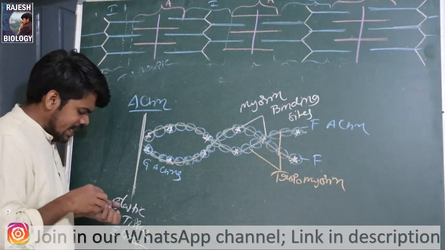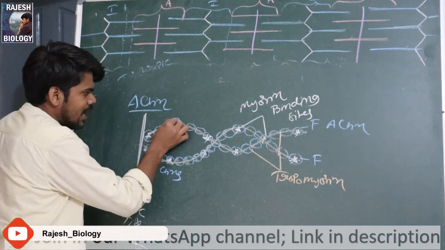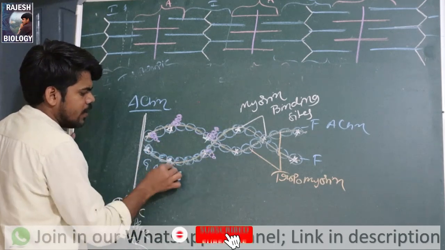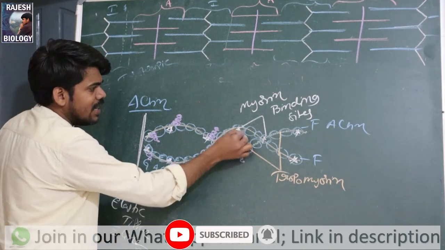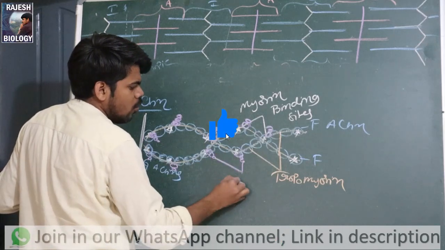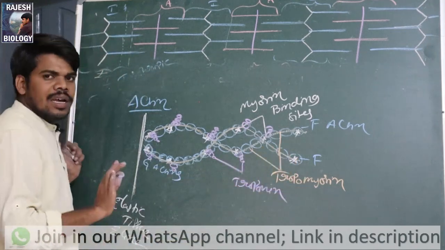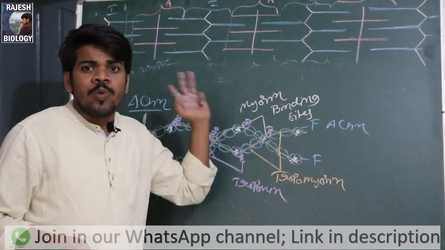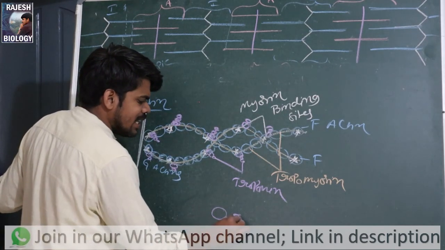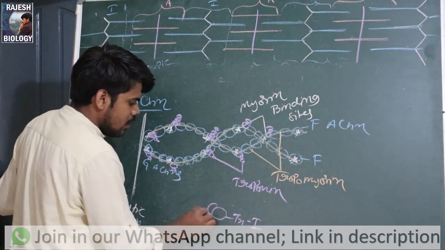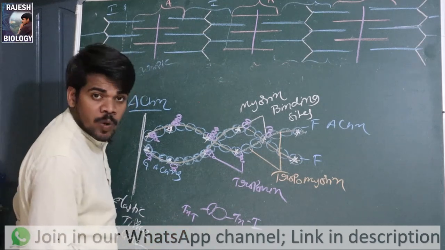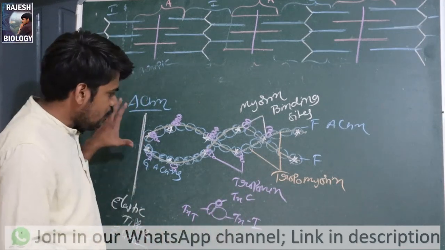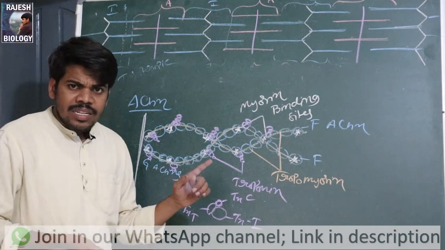Where there are myosin binding sites, there is another regulatory protein, called troponin. It is present at regular intervals. So this is the actin structure. Actin has three different proteins: actin, two tropomyosins, and several troponins. Each troponin is made up of three subunits: troponin I, which binds with the actin, troponin T, which binds with the tropomyosin, and troponin C, which will bind with the calcium while muscle contraction takes place. This is the actin structure.